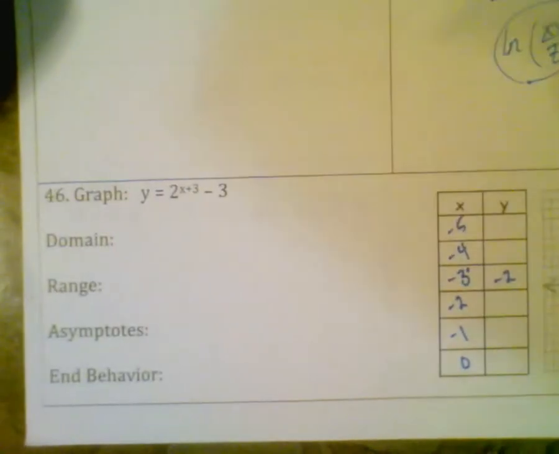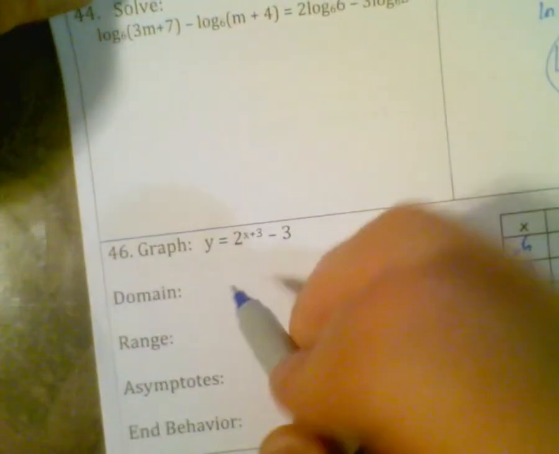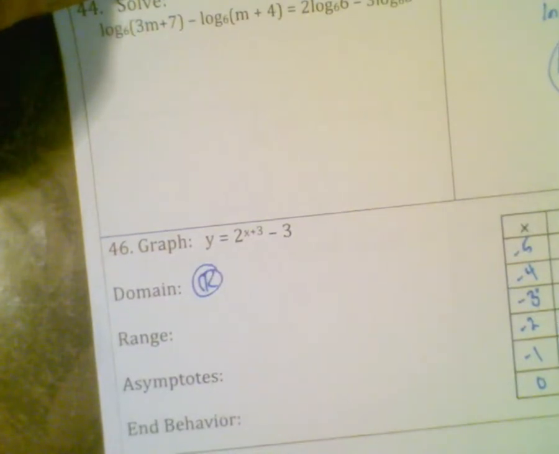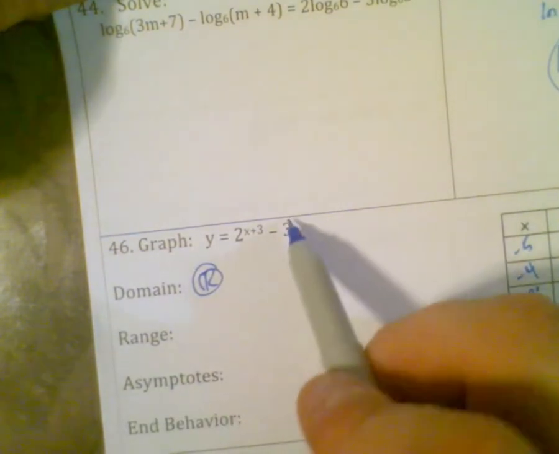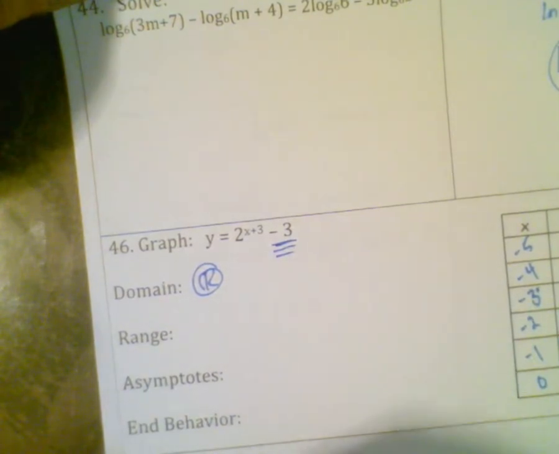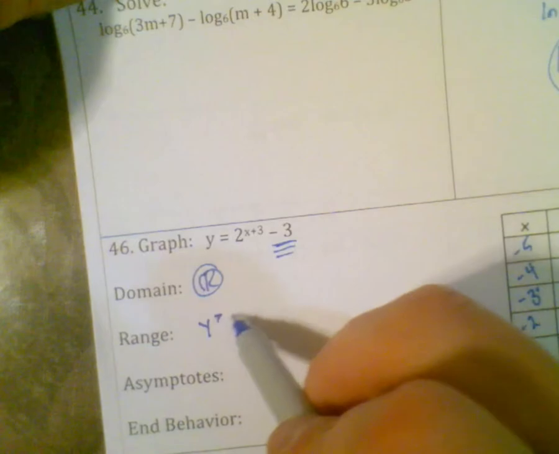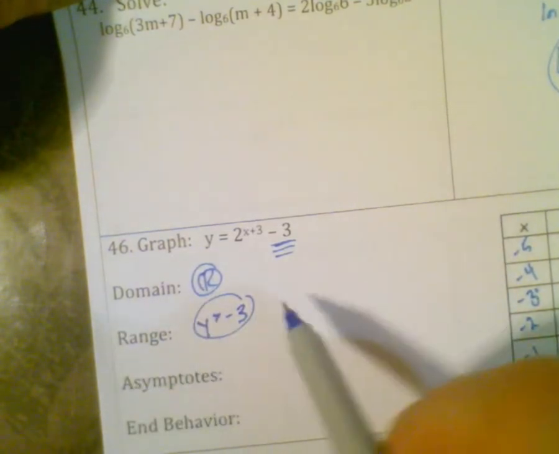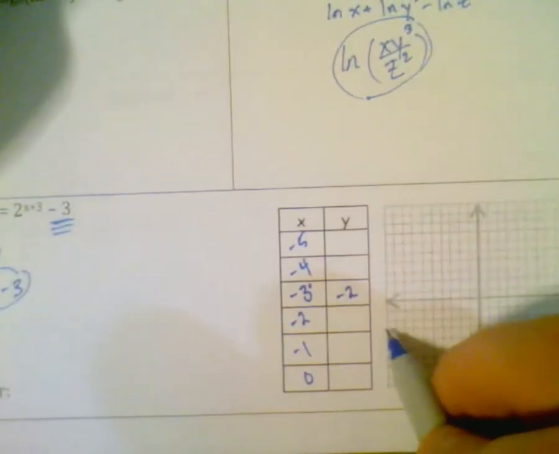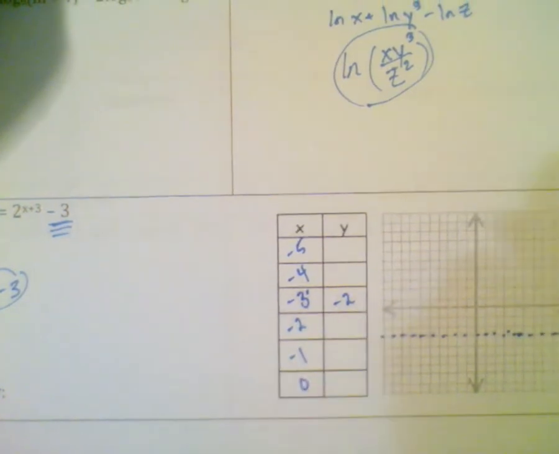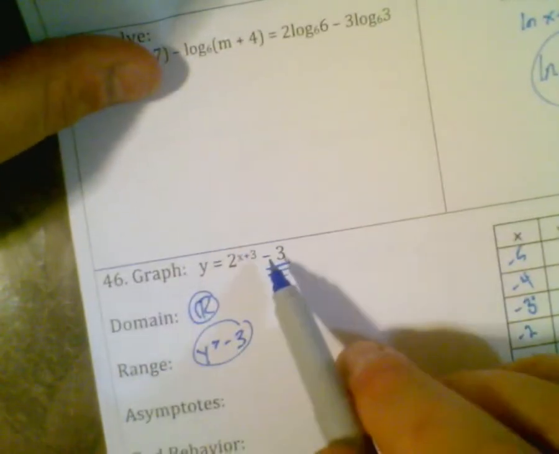Okay? Domain, since I can plug in whatever I want, domain is all real numbers. Range, you have to find your asymptote. The asymptote comes from the number on the back end for these. So the range is going to be y is greater than -3, and it's not greater than or equal to because remember they're asymptotes here. Okay, so that would be on my graph right here. That would be my asymptote right there because of that -3 on the back end.